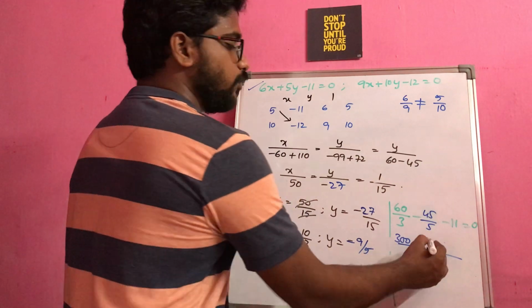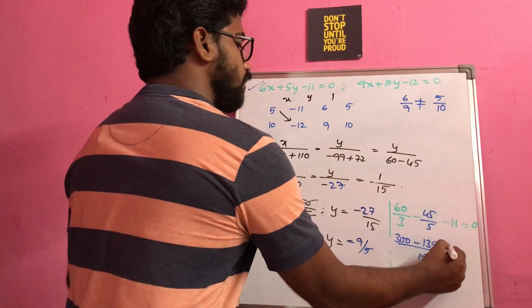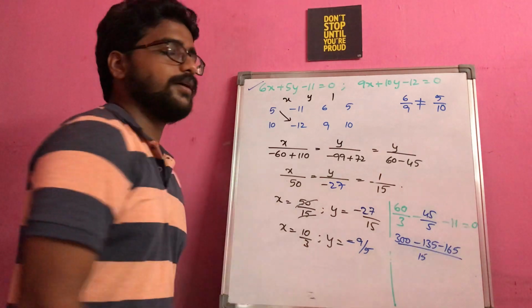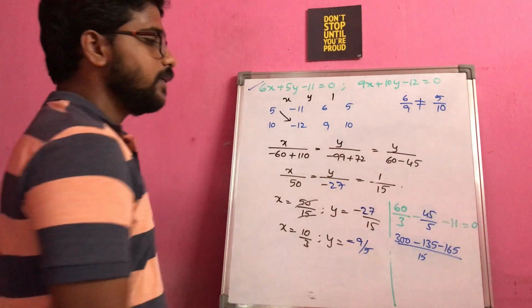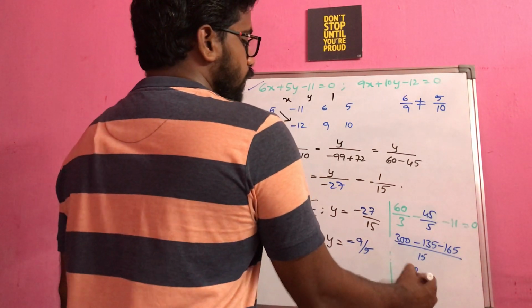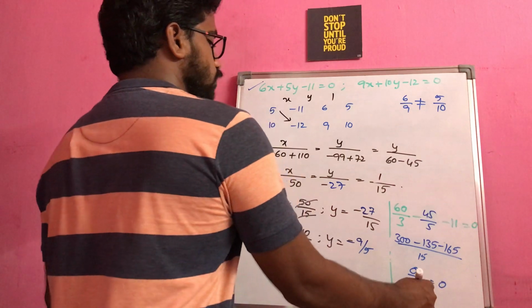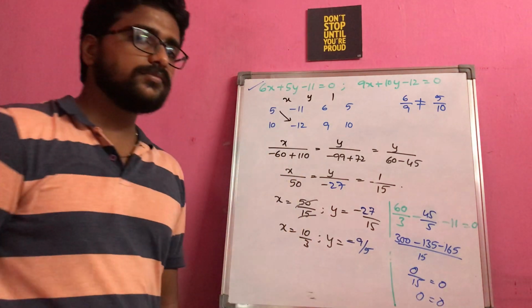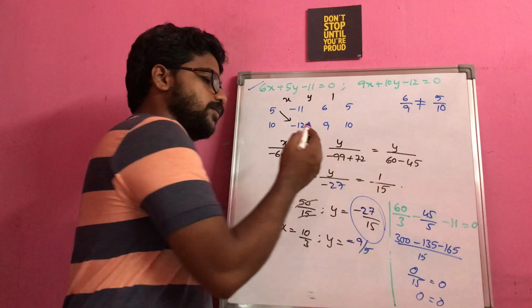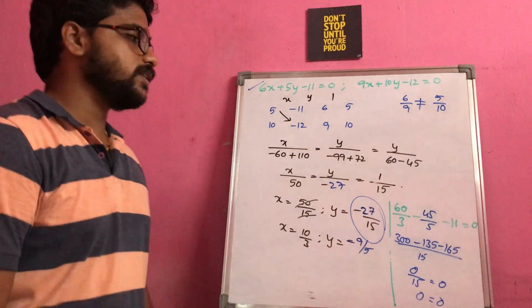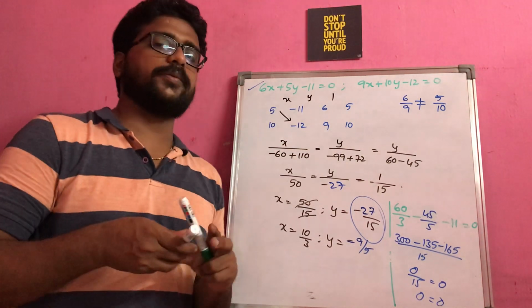45 into 3 is 135, and then minus 165 because 11 into 15 is 165. So this is 300. Finally you are getting 0 by 15 is equal to 0. So 0 is equal to 0. So please take care of this type of simple calculation mistakes. That is really important. We have to avoid them over a period of time.